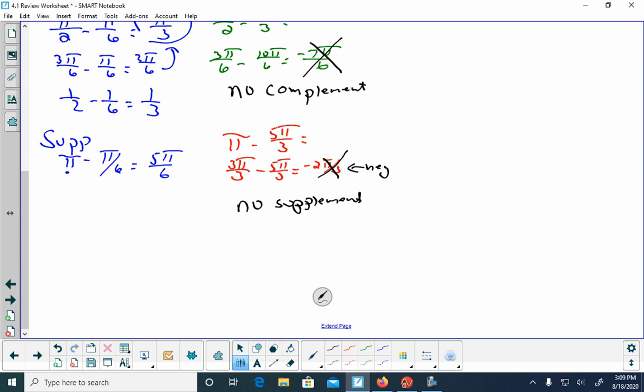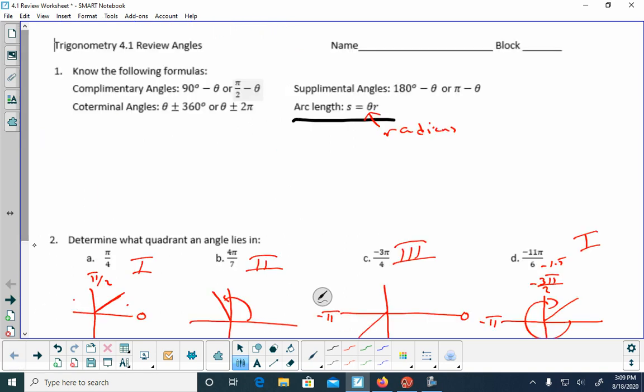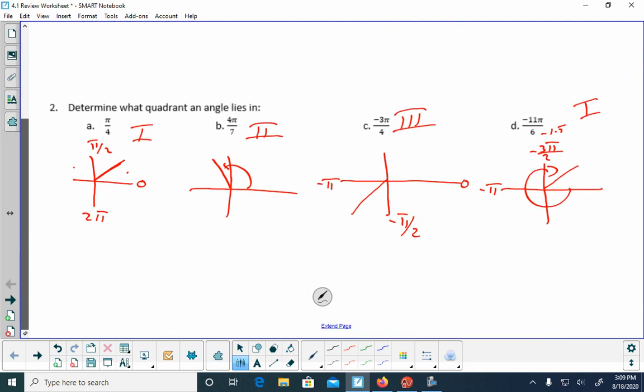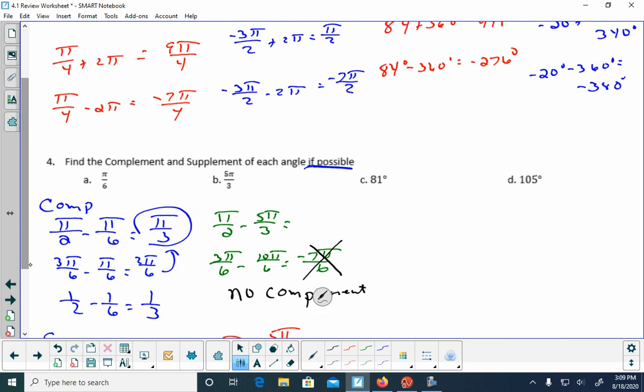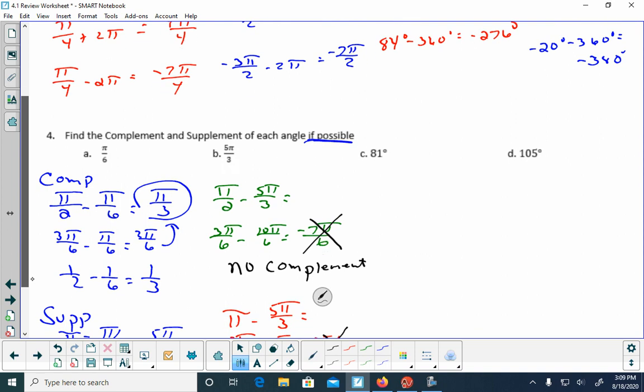And if I would have asked you this on a different part of the quiz or review sheet, this 5 pi over 3 is actually in the 4th quadrant, which means it's not going to have a complement or a supplement.